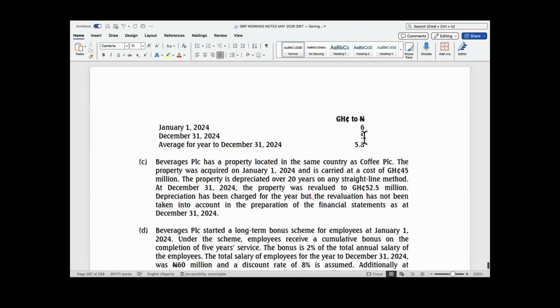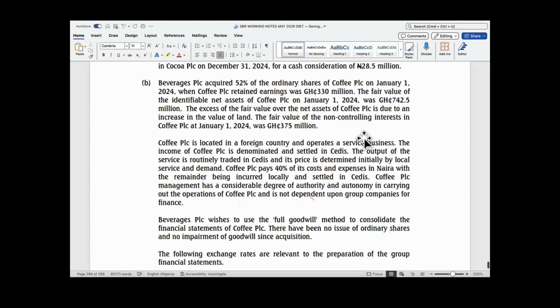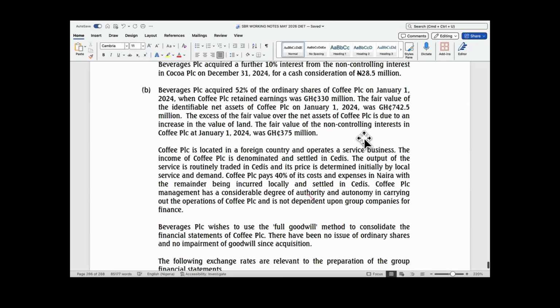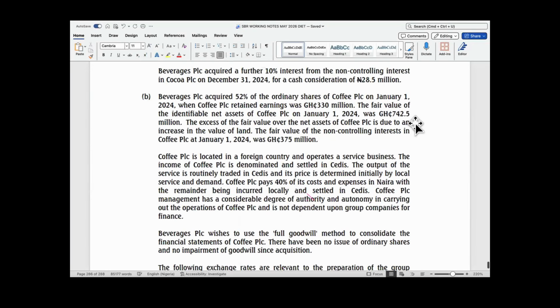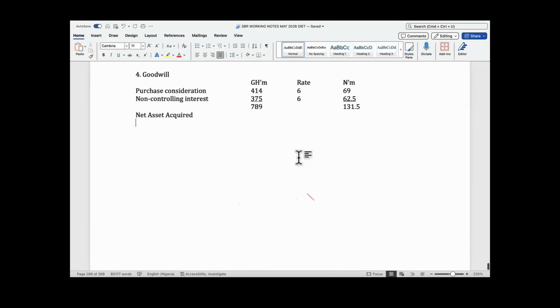Ordinarily, they had already given me the fair value of the net assets of that foreign subsidiary as 742.5. However, in the next paragraph, I was told that the excess of this fair value over the net assets is due to an increase in the fair value of land. So I need that balance. That's why I will need to break it up and get that one as the balancing figure. So I will need to do the normal route.